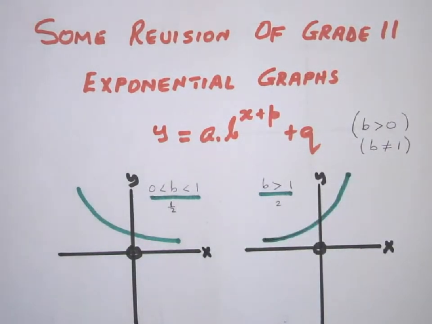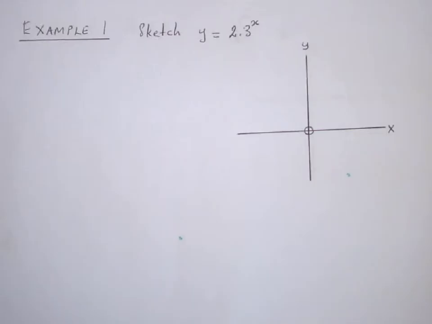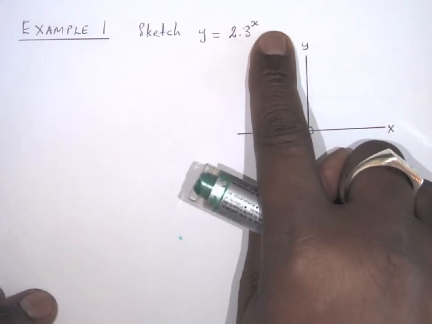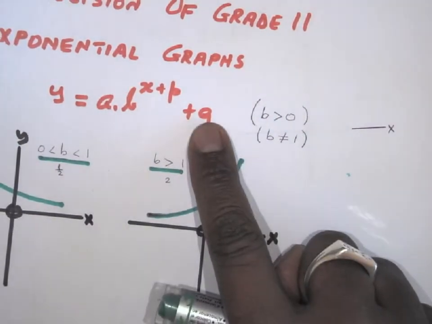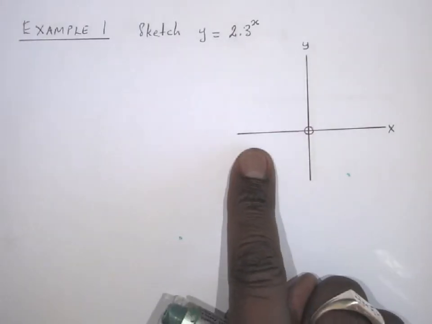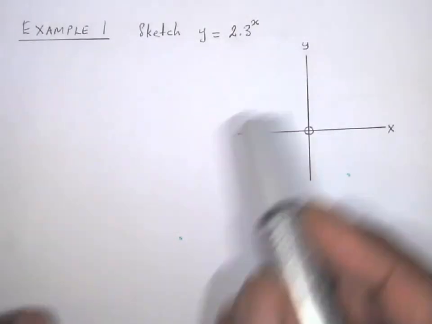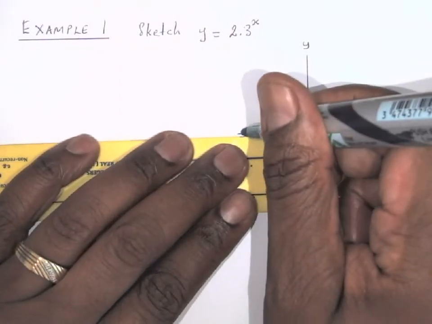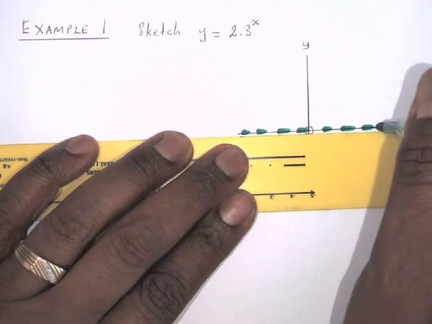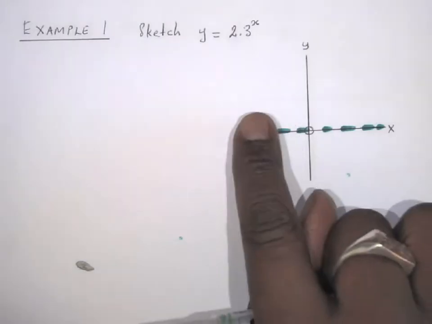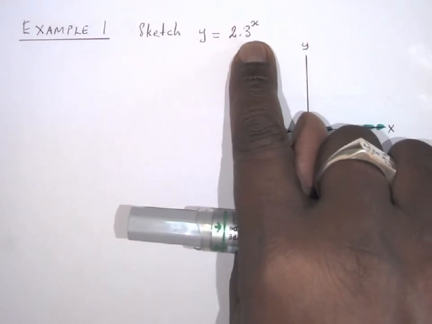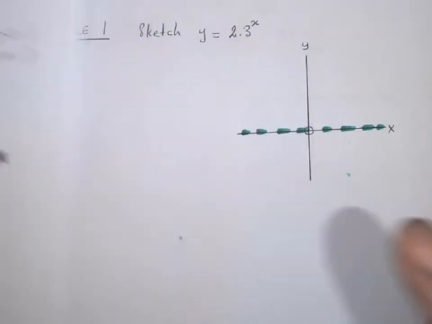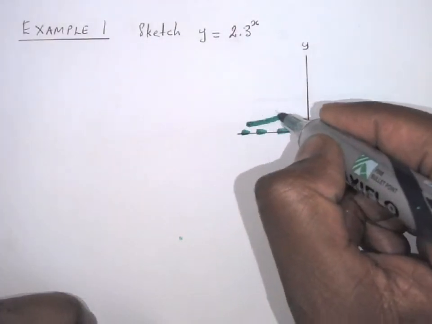Now let's look at some of the examples. They say here we must sketch the graph y = 2·3^x. We can see that the q value is 0, which means that our horizontal line, if we were to draw it on this Cartesian plane, will be a horizontal line on 0 like that. The next thing is this graph has a b value which is bigger than 1, and we said when b is greater than 1, the graph goes like that. So our graph will be drawn something like that.